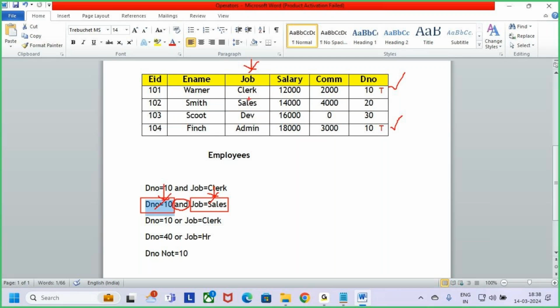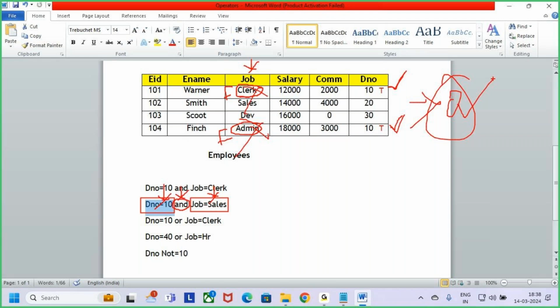In the 10th department, how many employees are there? Two employees. One is Warner, working as a clerk. The second employee is Finch, working as admin. So here the second condition is false, and here also the second condition is false. Now tell me how many rows we will get when I go with the AND operator. Here one condition is true and one is false, and here also one is true and one is false. Then how many rows will we get in the output? Zero rows. Correct.